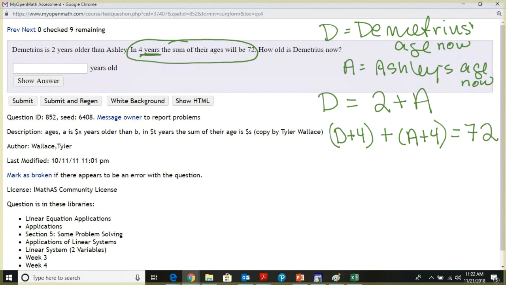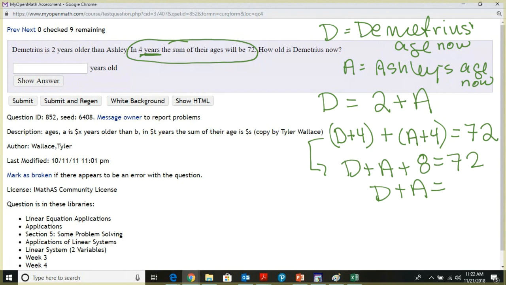So you see that? We're going to take how old Demetrius is now, add 4, so that's how old he is in 4 years. In 4 years how old Ashley is. And if we add those together, it should be 72. So now we can solve. I'm going to simplify this second one real quick. This is D plus A plus 4 plus 4, which is 8. So D plus A is equal to 72 minus 8, which is 64. Now I have 2 equations.